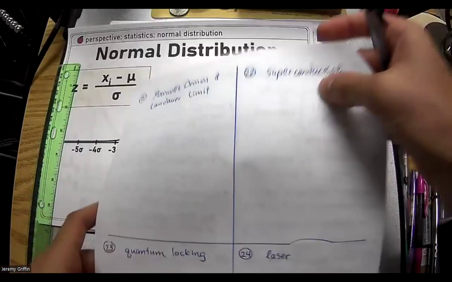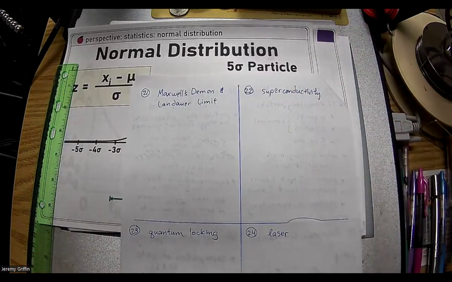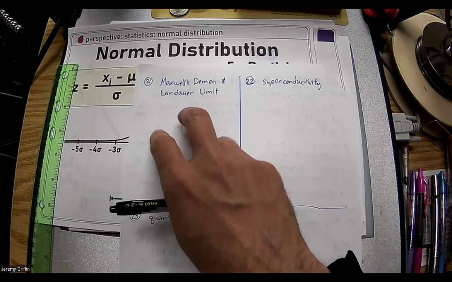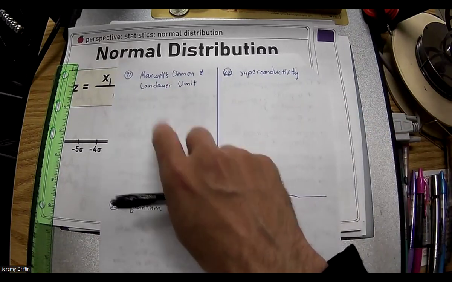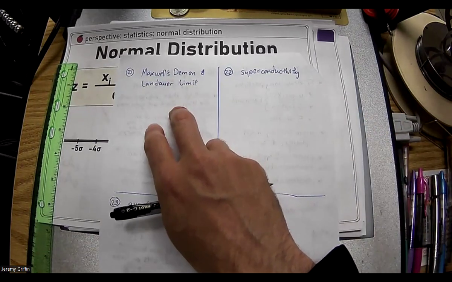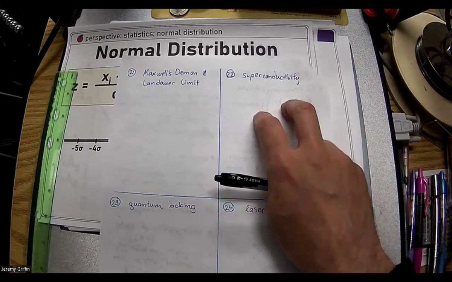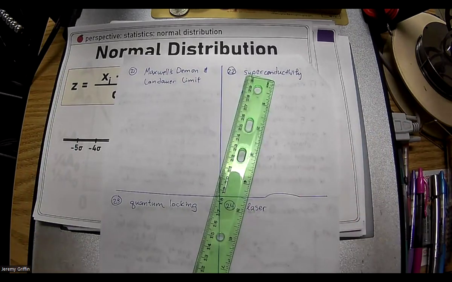All right, so the next one on the list is Maxwell's Demon and Landauer limit. Now that one's going to take more than the amount of time we have left in class, so I'm going to save that one for tomorrow. That's a really exciting, fun one, so tomorrow is going to kickstart with the fun one. Here, I'll show you guys superconductivity though to end today. This last one we're going to do is superconductivity.